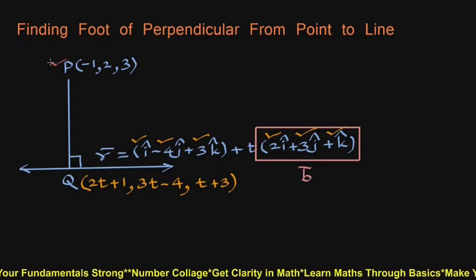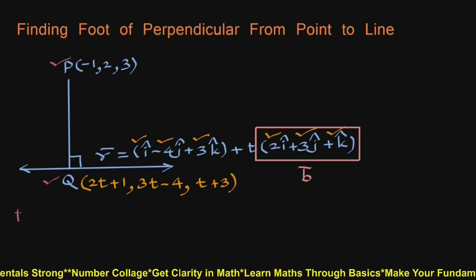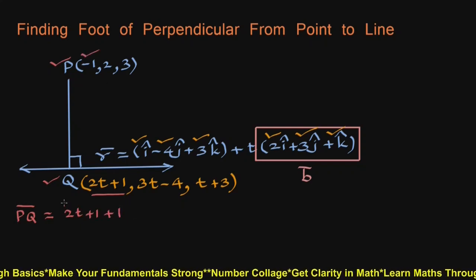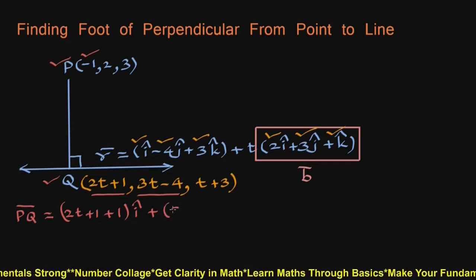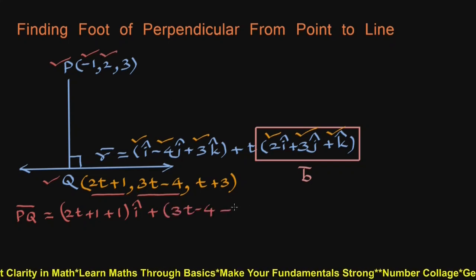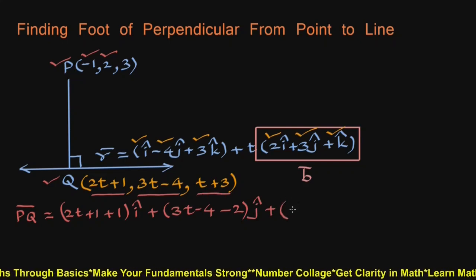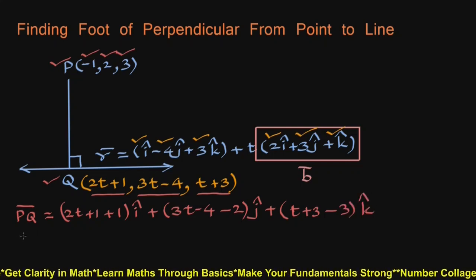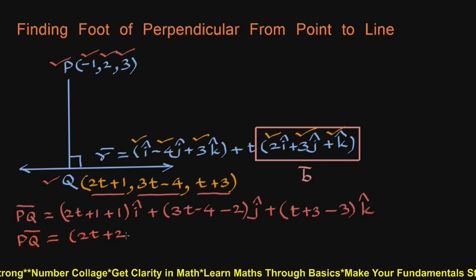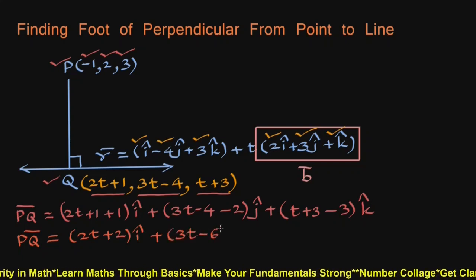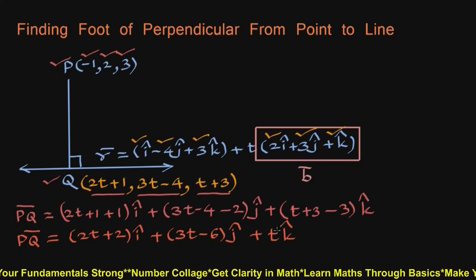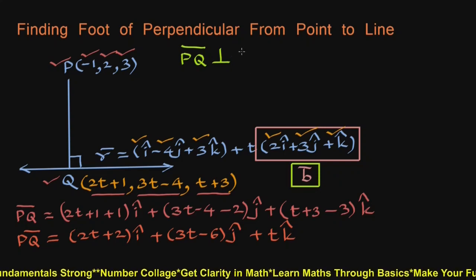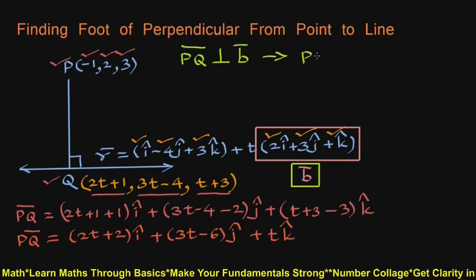Now from the coordinates of points P and Q, vector PQ will be (2t + 1 - (-1)), that is plus 1, i cap, plus (3t - 4 - 2) j cap, plus (t + 3 - 3) k cap. That will be (2t + 2) i cap plus (3t - 6) j cap plus t k cap. Now vector PQ bar is perpendicular to this vector b bar, so their dot product will be 0.